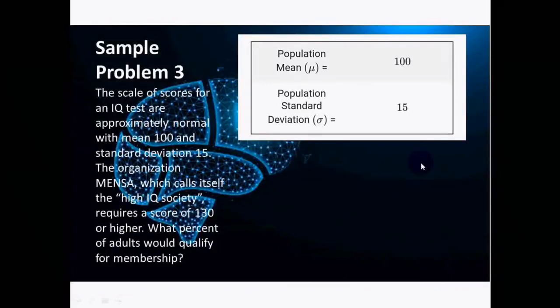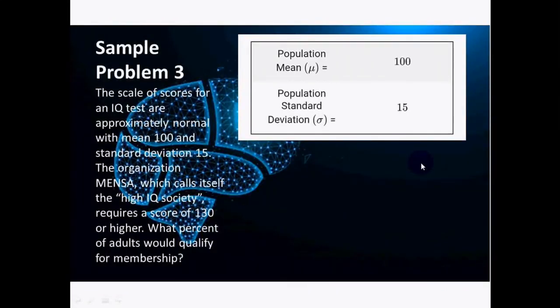Okay, we have another problem here. This is about scores for an IQ test. So the scores for an IQ test are approximately normal with mean 100 and standard deviation 15. So the organization Mensa, which calls itself the High IQ Society, requires a score of 130 or higher. So what percent of adults would qualify for membership?